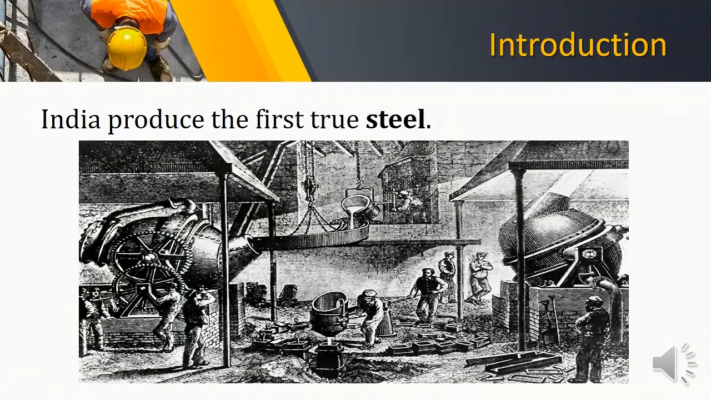Introduction. So during 400 BC, India produces the first true steel. Indian metal workers invented a smelting method that happened to bond the perfect amount of carbon and iron. And when the crucibles cooled, ingots of pure steel lay inside. So yun, during pala nung 400 BC, naka-invento yung mga Indian metal workers ng paraan kung paano makagawa ng steel.